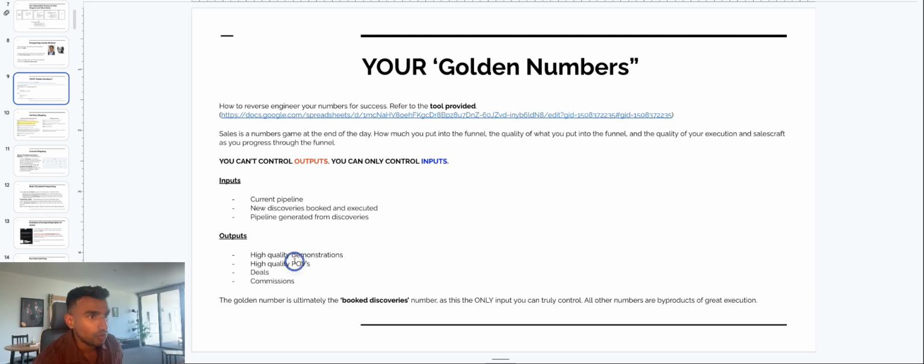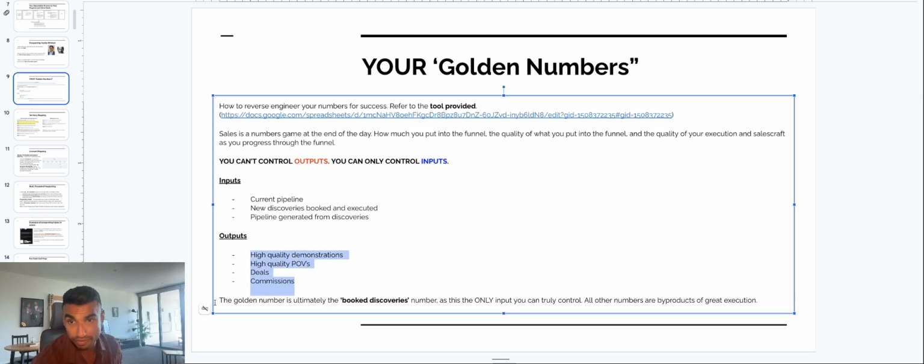Let's get rid of that. You can't control a lot of this stuff, right? Like this is the outputs. That is deal execution, right? And you can control it by becoming a really professional operator, and I'll show you how to do that. But what you really can control directly is your ability to find and book new meetings, net new meetings. That is the lifeblood of sales, dude.